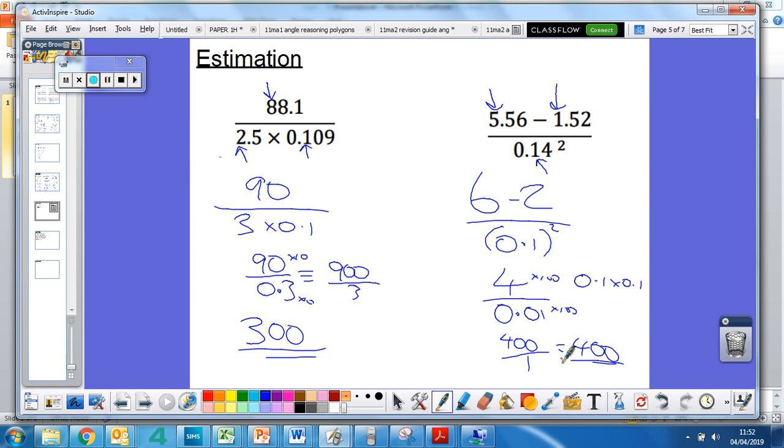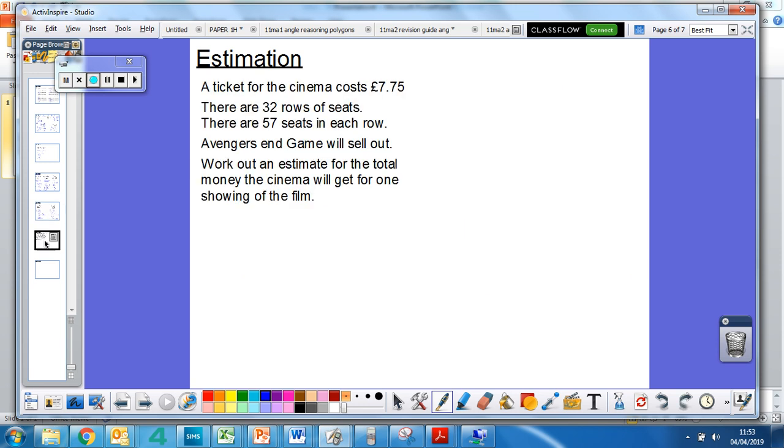Now for our final exciting instalment, we have one question that's estimation that you might not recognise as estimation, because it's a worded problem. A ticket for the cinema is £7.75. Not if you go to Peck&Plex, it's £4.99 all the time. Other cinemas are available. I love that cinema though. There are 32 rows of seats, 57 seats in a row. Avengers Endgame will sell out, we know it will. Work out an estimate for the total money the cinema will get from one showing of the film.